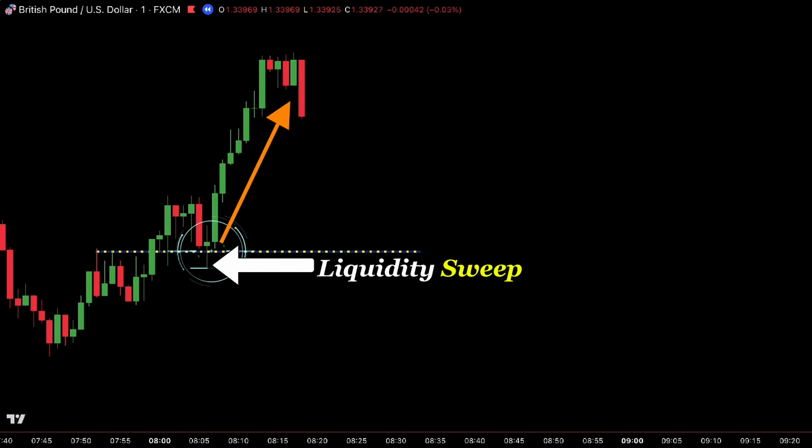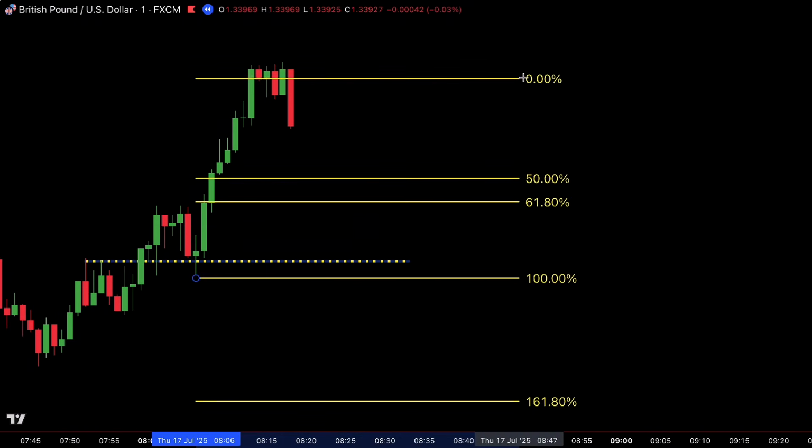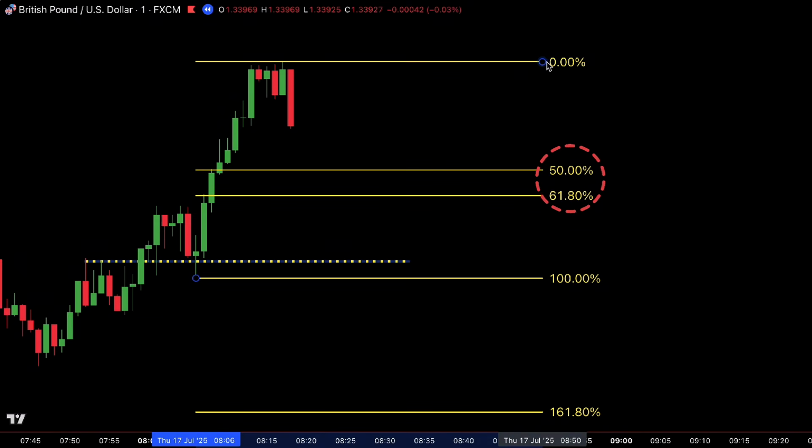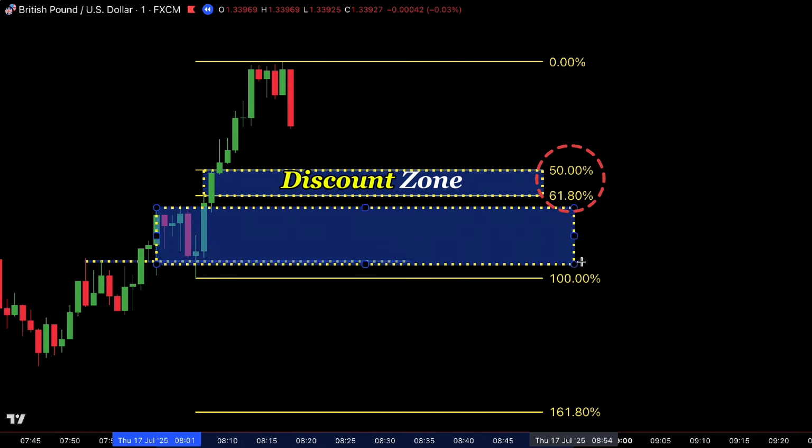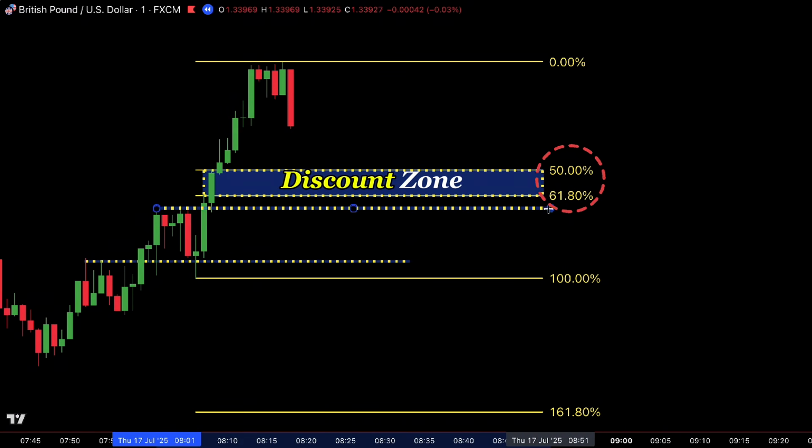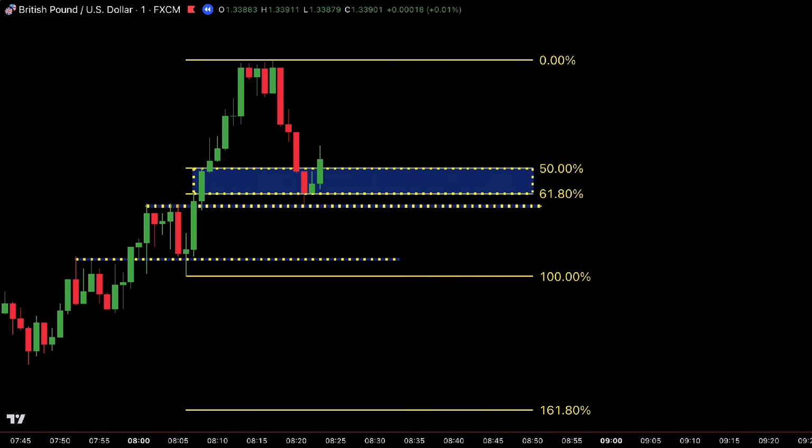Now price begins another retracement. So we draw our Fibonacci retracement from the swing low to the swing high to identify the discount zone, the area between the 50% and 61.8% levels where smart money wants to buy. We also mark the support level because it will help us later. Watch what happens next. Price retraces into the discount zone, sweeps below it, rejects the support, and closes back above the zone. That sweep is the smart money signature. It confirms that this Fibonacci discount zone is not just a number, it's a real buying area.